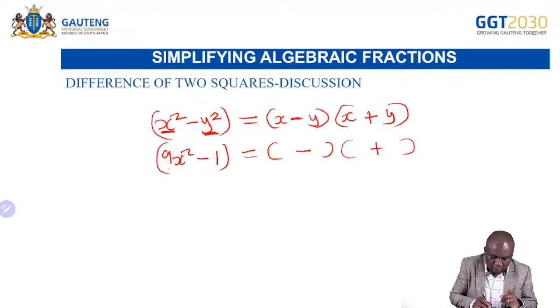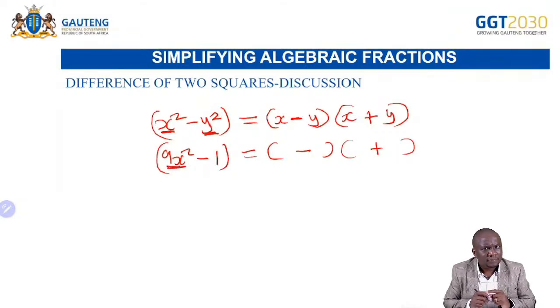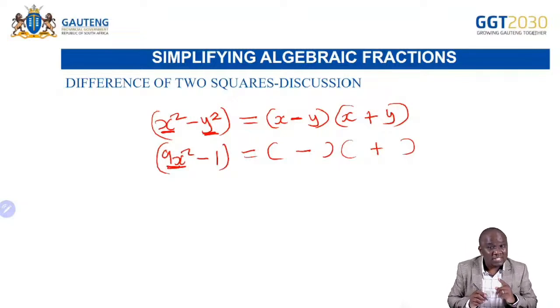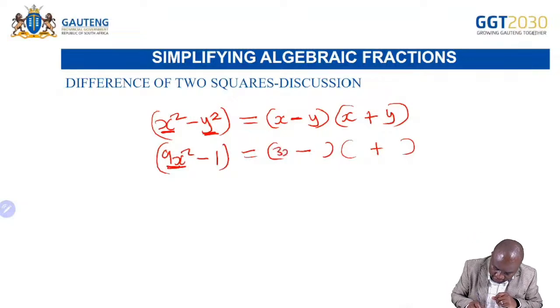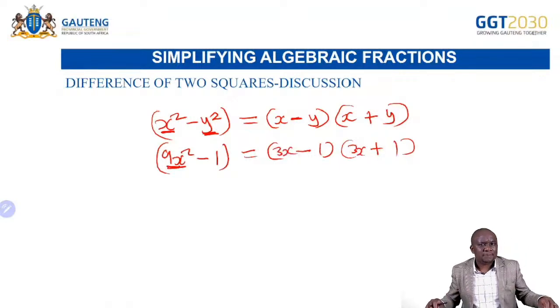What is the square root of 9x squared? Remember, 9 is a perfect square. The square root of 9 is 3, so the square root of 9x squared is 3x. What is the square root of 1? It is 1. So you just write 3x, 1, 3x, 1. You have factorized.